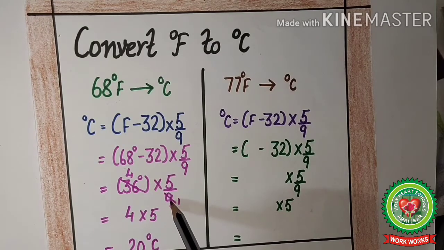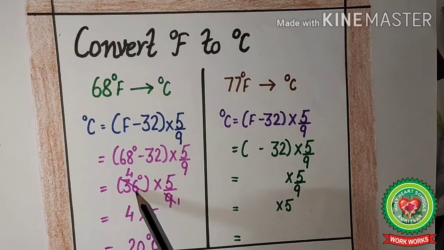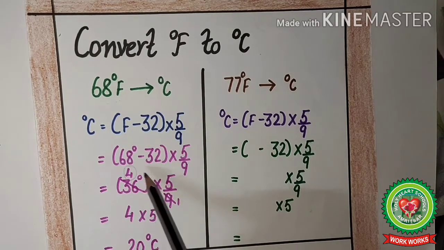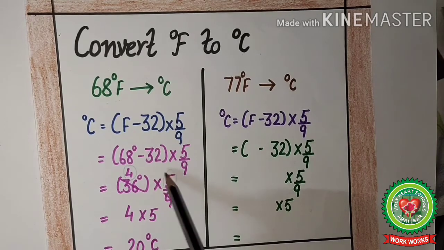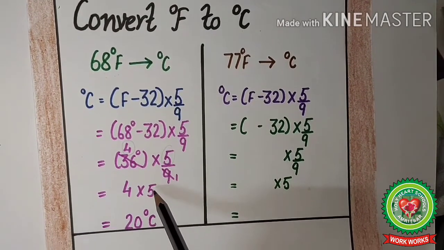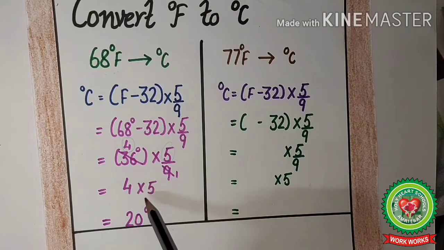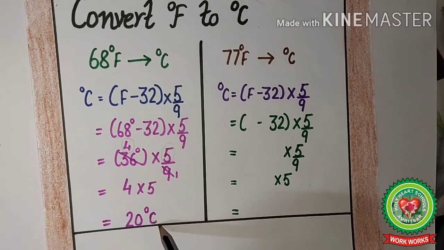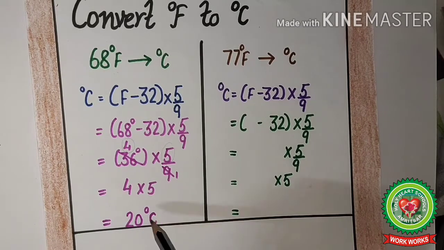Now 9 ones are 9, 9 fours are 36. Now we have only 4 and 5. Now 4 multiply by 5. 4 fives are 20. So the answer is 20 degrees C. Now take one more example.